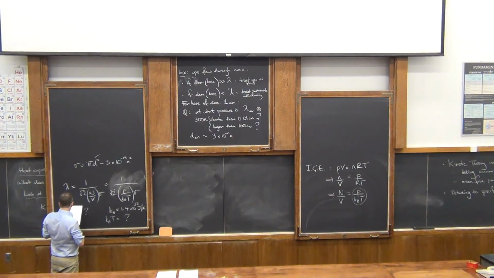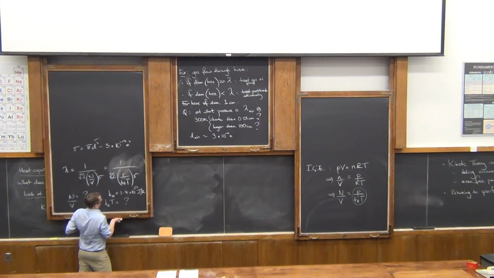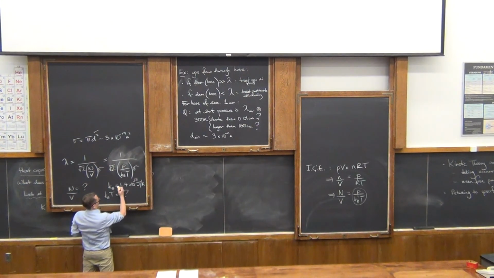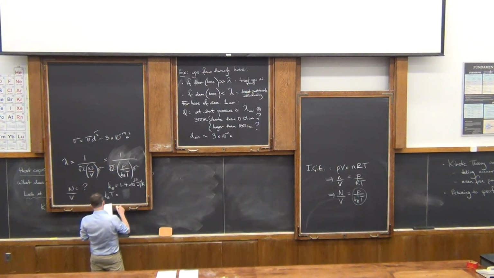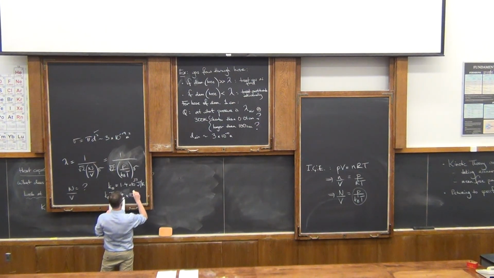So we know that. Maybe another thing to just be aware of. If I know the Boltzmann constant, and I'm talking about 300 Kelvin, kT in this case is around 4 times 10 to the minus 21 joules. If you want to keep that in mind.